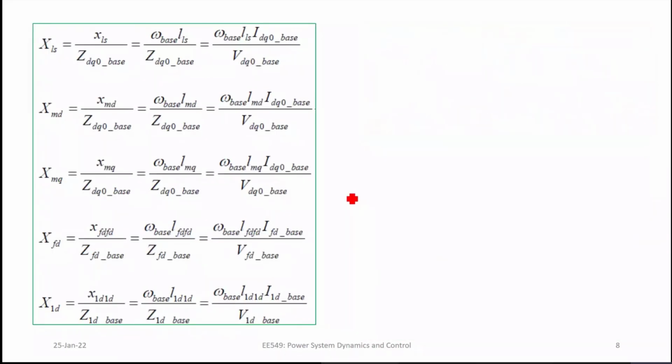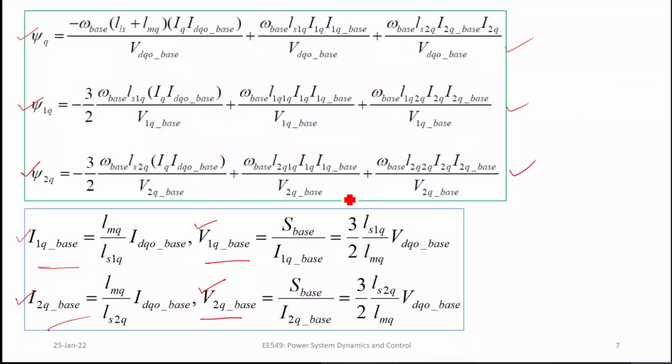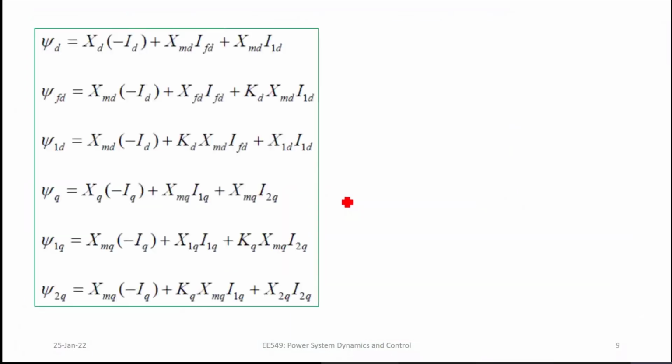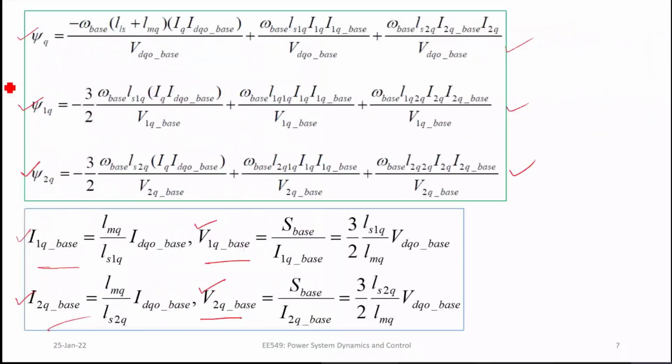Now, again, XLS, XMD, XMQ, XFD, X1D, X1Q, X2Q. Again, this will be very useful to substitute in the psi q, psi 1q, and psi 2q equations, right? So now we must remember that this psi q is in fact associated with the stator quantity. Okay, this is associated with the stator. Okay, and these two equations are associated with the rotor.